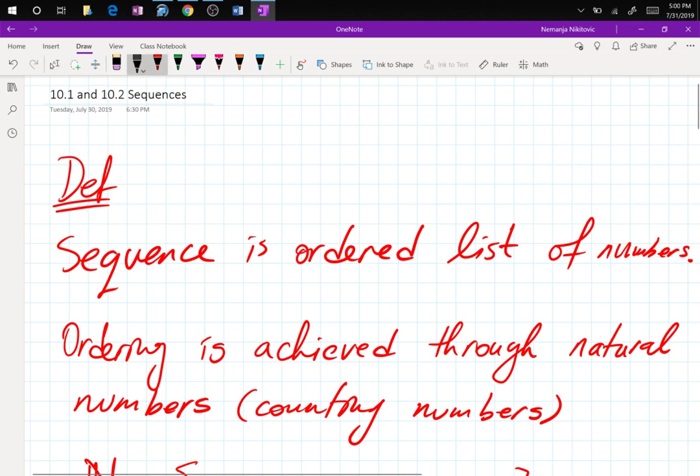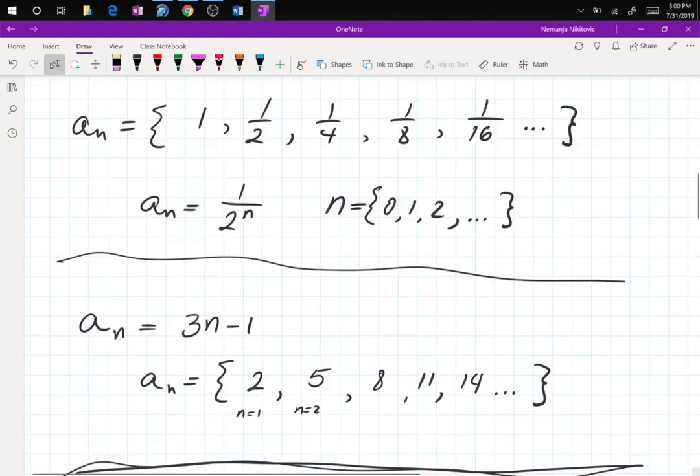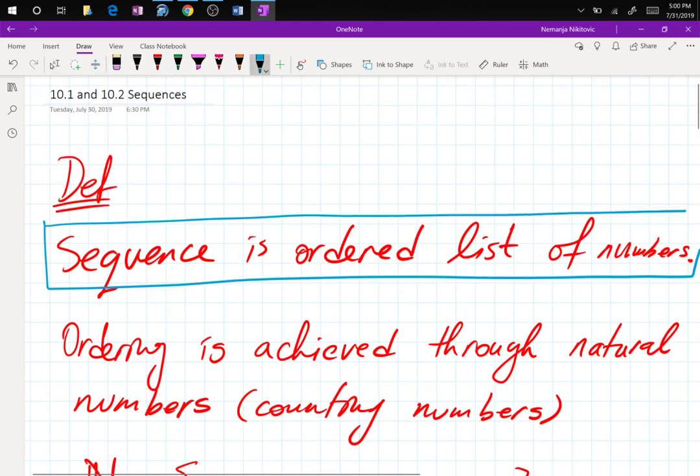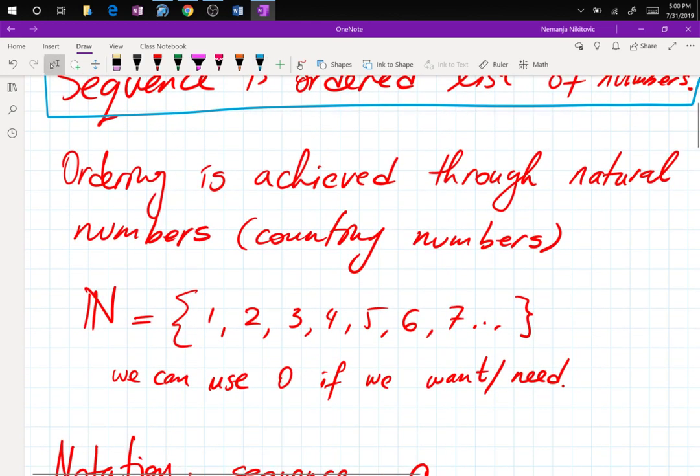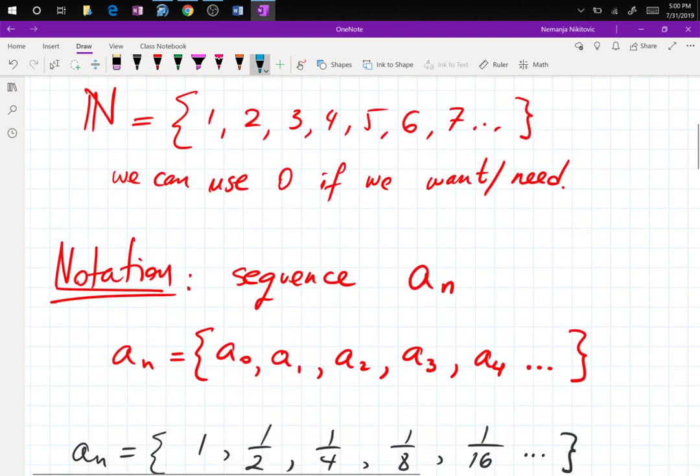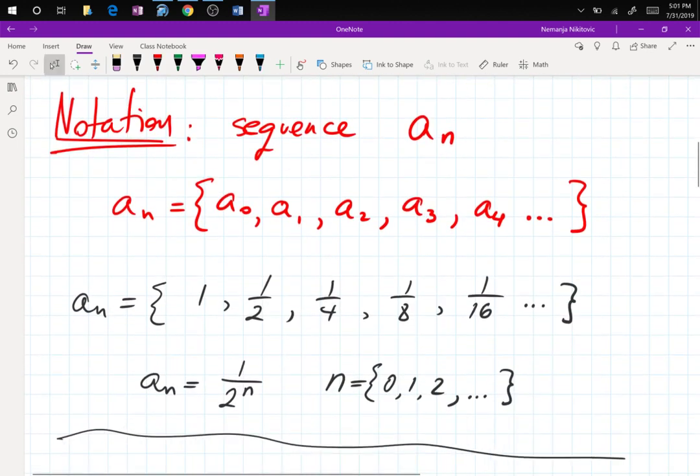Last class, we defined the sequence as an ordered list of numbers. And ordering was done through the natural set n. You were supposed to be able to obtain terms as you plug in 1, 2, 3, 4 or 0, 1, 2, 3, 4, depending which way it's defined. We said that the notation is an, followed by either the list of numbers separated by commas or a formula which would generate that list. Your skill needs to be there to transform either the formula into a list of numbers or a list of numbers into the formula. Right, so going back and forth.